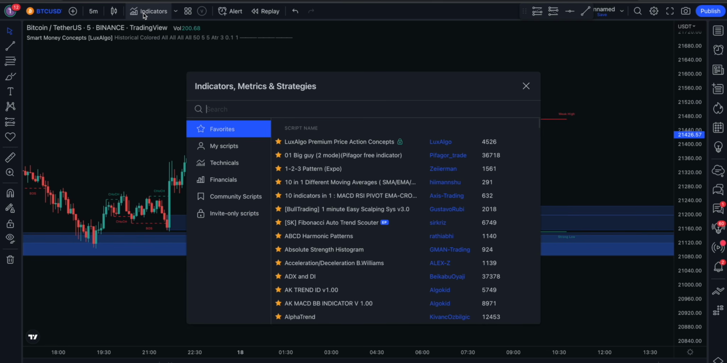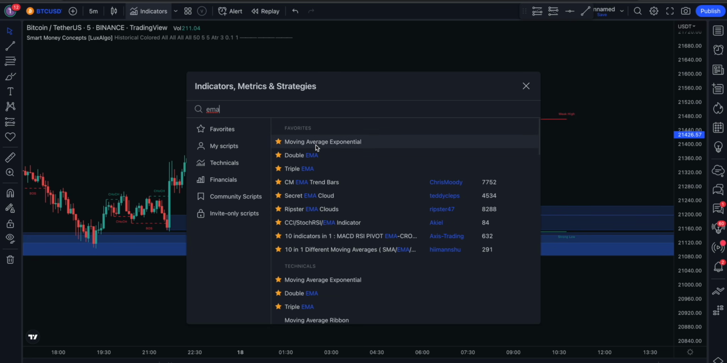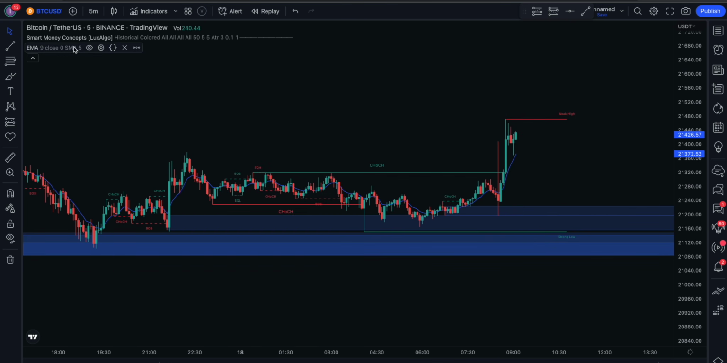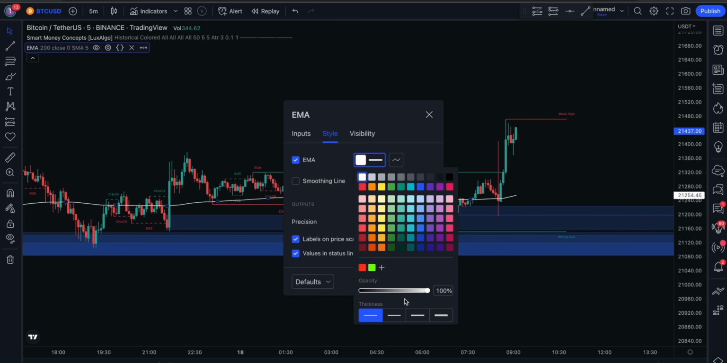To add the second indicator to the chart, open the indicators one more time and search for Exponential Moving Average. Pick this indicator right here. Change its length to 200 as well as its color to white. The strategy is ready.